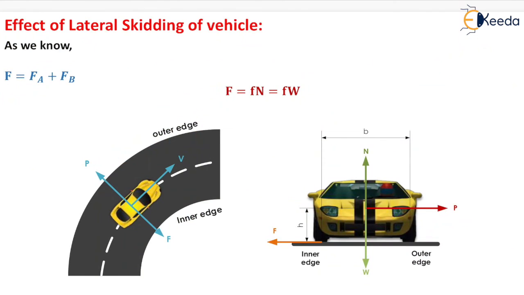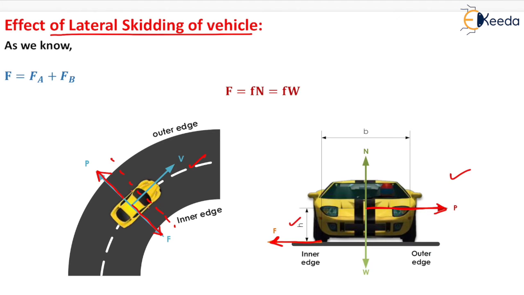Now the next effect is the effect of lateral skidding of the vehicle due to centrifugal force. If the vehicle is moving on a horizontal curve like this, then there will be a lateral skidding force acting in this direction, that is known as centrifugal force. So to balance this centrifugal force, a lateral friction comes into the picture like this, which will be denoted by capital F. We will cut the cross section of this road and see the vehicle like this. Now centrifugal force will be acting in this direction, that is P, and the lateral friction force will be acting in this direction, that is capital F.